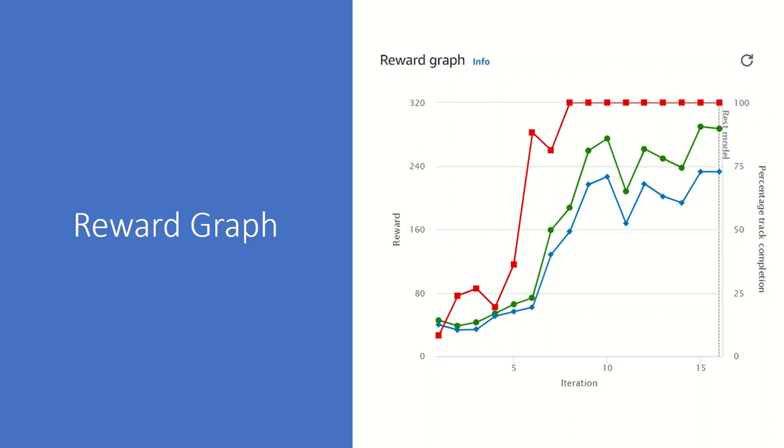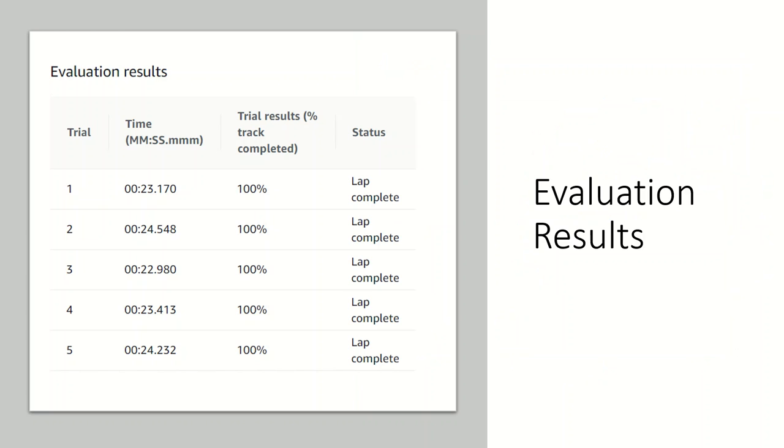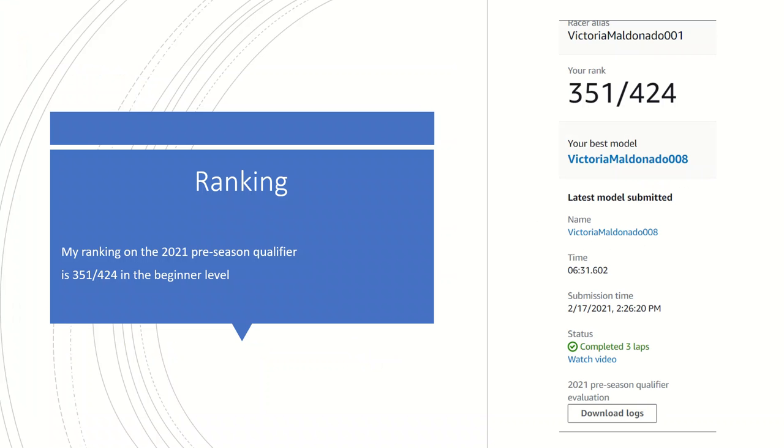This is just my reward graph. As you can see, it's very interesting how it started improving a lot after iteration number 5. So after training, I got what's called the evaluation results. As you can see here, it completed 100% of the track all the time in each iteration, but the time is not as optimal. It took about 23 seconds to complete, which is pretty slow, and I would like to improve that. So basically my ranking was 351 out of 424, which is not terrible, but it obviously can be improved a lot.